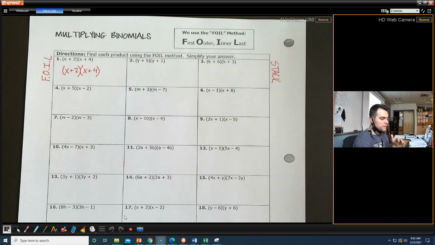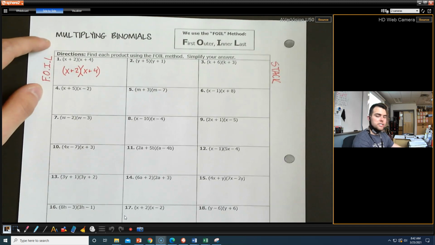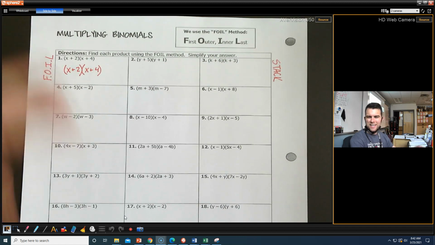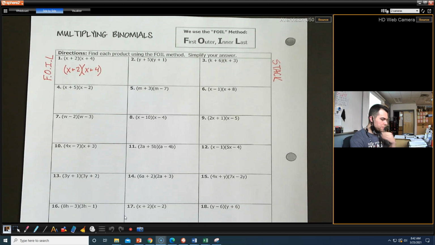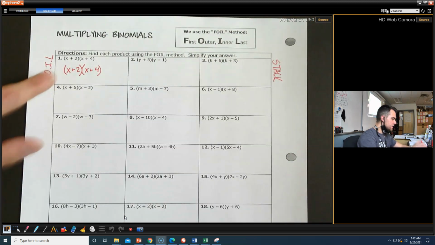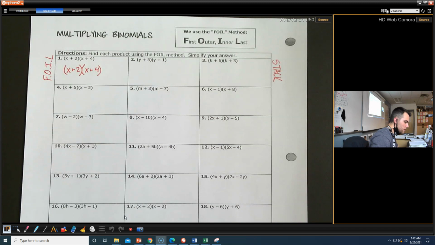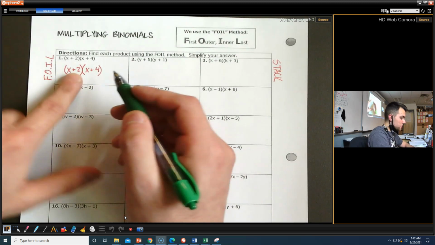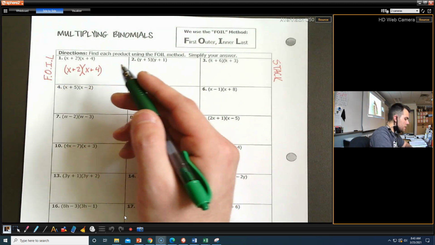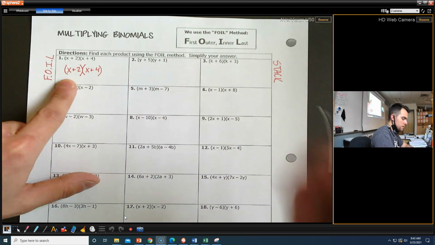Both of these methods stem from, well, actually this first method I'm going to show you, the FOIL method, stems from distribution. It's kind of like double distribution in a sense, okay? So looking at number one, just taking this as an example, these guys are multiplying by each other. There's no addition or subtraction between them. So what I'm going to do is FOIL this.